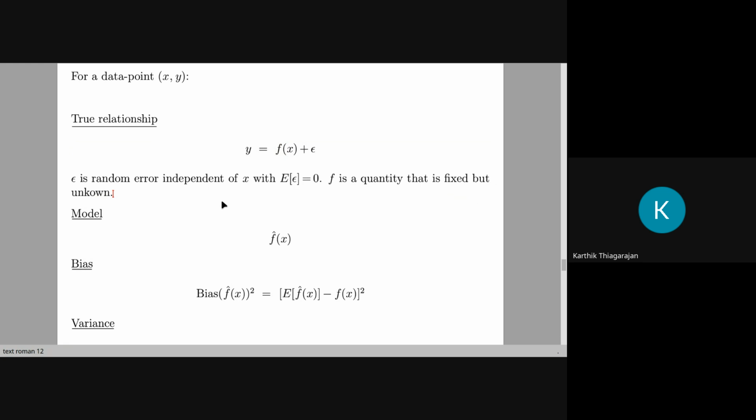So Newton's law, for instance, is only a model. It's actually not the truth. The true relationship, even to date, you don't know. Newton's law is a very good model. So f hat in that case is a good model for the true f.